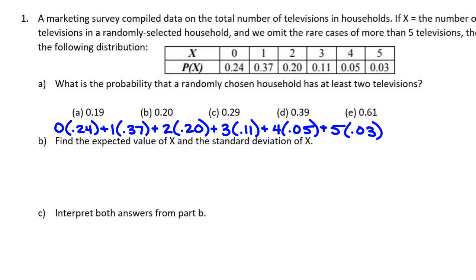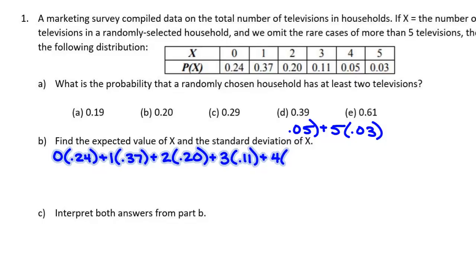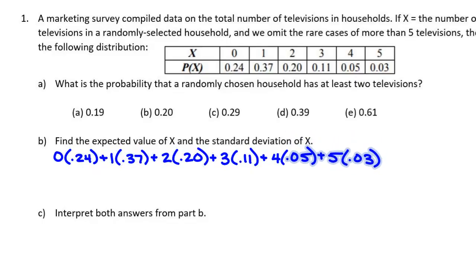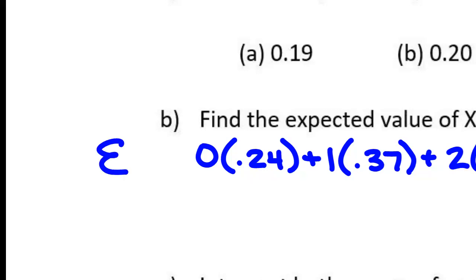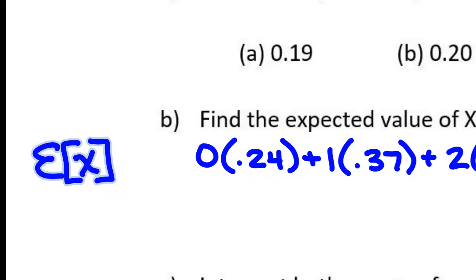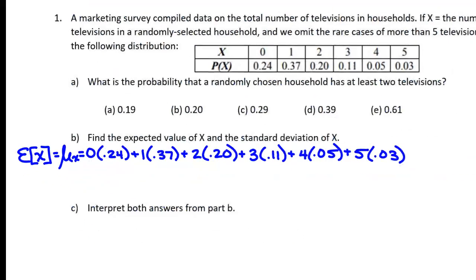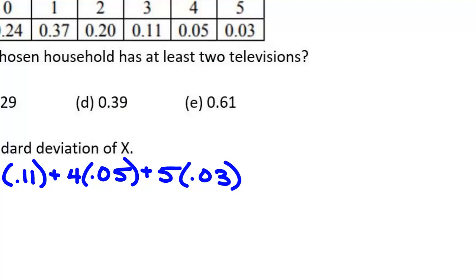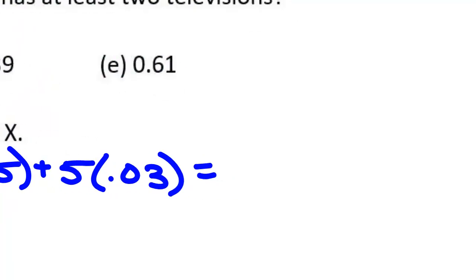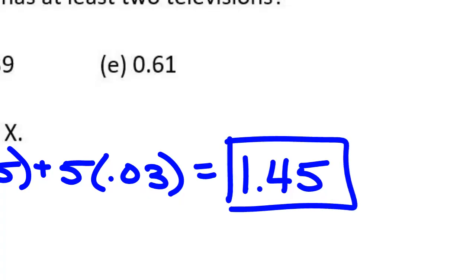Sorry, that's the expected value. That's part B. I wrote it in the wrong section. That's my expected value. So expected value is the same thing as the mean. And so when you multiply all of those together and you add it up, you get 1.45.